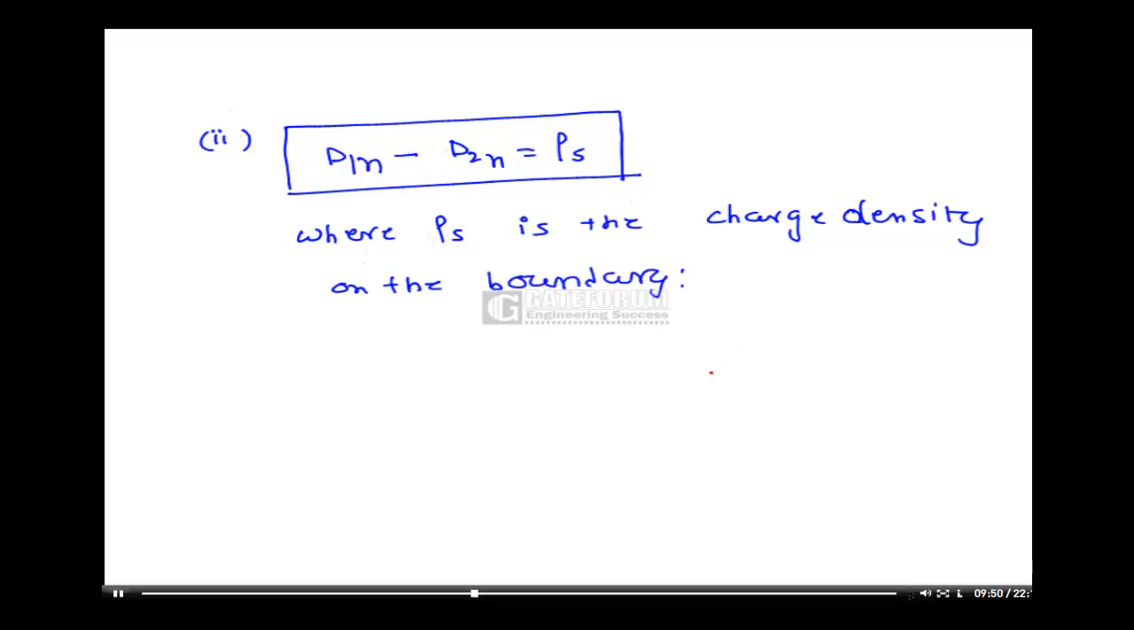So this is a boundary. This boundary has some charge density rho s, then D1n minus D2n is equal to rho s. Suppose if rho s is equal to 0, D1n is equal to D2n, then it becomes continuous. D1n, that is electric flux density, becomes continuous if charge density is 0. Otherwise, D1n minus D2n, the difference, is rho s. So this is the secondary boundary condition.